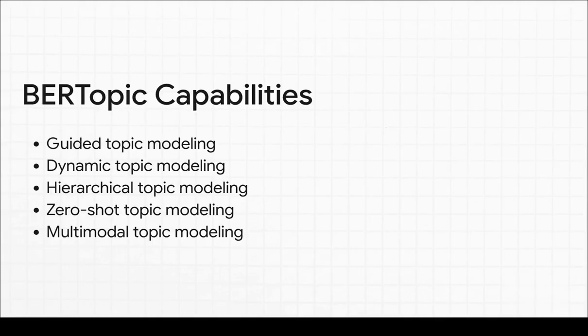And because of this Lego block adaptability, BERTopic unlocks some seriously incredible advanced capabilities. You can do guided topic modeling to kind of nudge the AI in a certain direction. You can do dynamic topic modeling to see how topics evolve over time, which is absolutely perfect for our 30 years of data. You can do hierarchical topic modeling, zero-shot modeling, or even multimodal modeling, where you cluster images right alongside text. It is basically a highly adaptable, one-stop shop for AI language tasks.